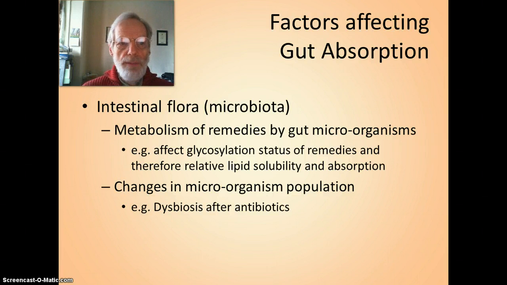Many remedies are metabolized by the gut microorganisms, so they can, for example, affect glycosylation of remedies and therefore lipid solubility. So if you have like a cardiac glycoside, then you digest off the sugar, you've got a much more lipid soluble compound which can then pass freely across the intestinal wall. Changes in the microorganism population will have massive effect on the absorption of remedies. So for example, gut dysbiosis after antibiotics.